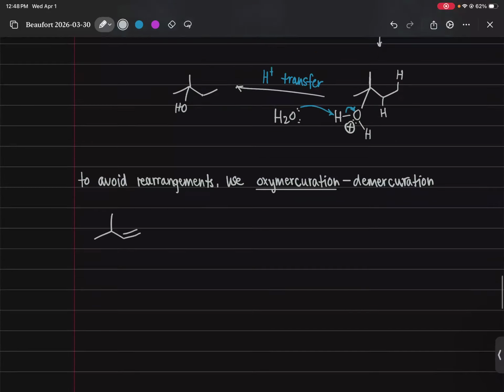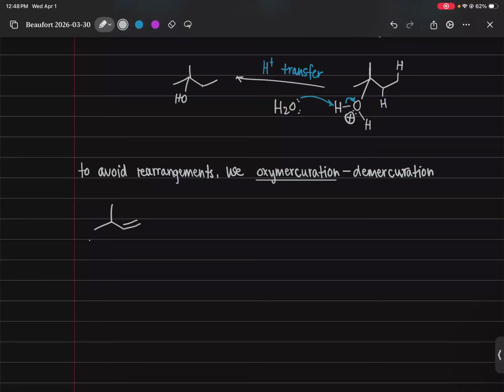So let's use our same starting material. We know that if we add just H3O plus, we're going to get this rearranged product. But maybe we would really like to have just regular Markovnikov addition, where the OH adds to the most substituted carbon of the alkene and there's no rearrangement funny business. Okay, and this reaction here is what we're going to do.